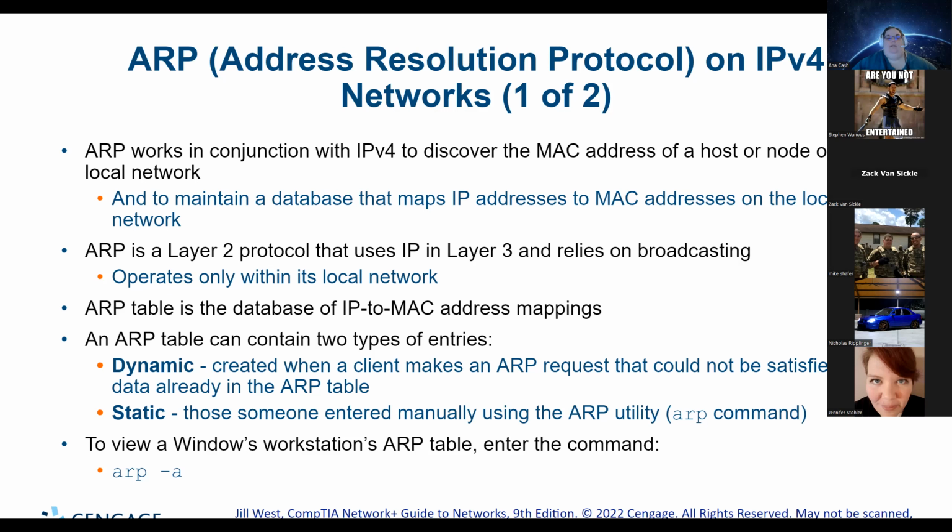The ARP table is the database of the IP to MAC address mappings. An ARP table can contain 2 types of entries: dynamic or static. This is kind of like the difference between dynamic or static IP addresses. A dynamic entry is created when a client makes an ARP request that could not be satisfied by data already in the ARP table. Static entries are those someone entered manually using the ARP utility command.